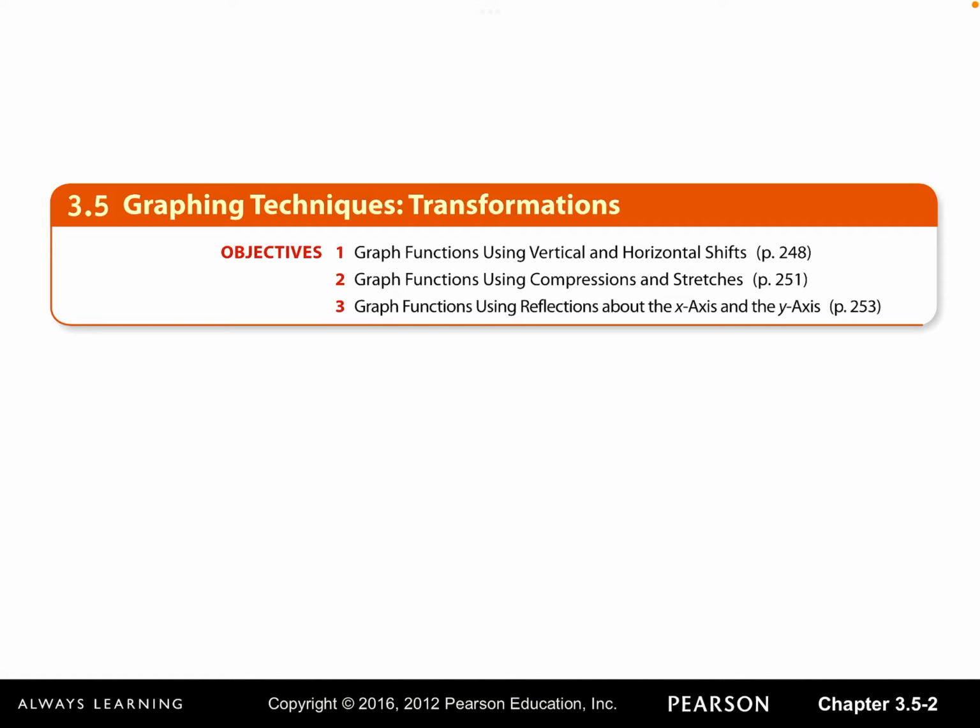All right, now let's continue to talk about graphing techniques, transformation. So there are a total of 3 different types of graphing transformation techniques. The first one is called a shift. The second one is called a stretch, compress, or compress, stretch. The order doesn't matter. And the third one is called a reflection.